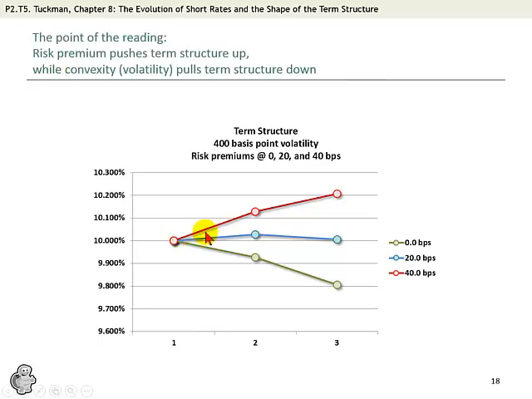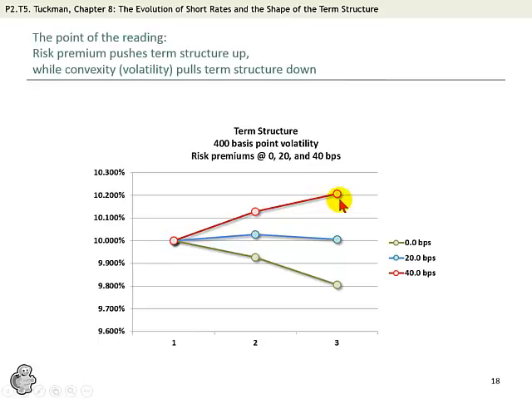The risk premium is pushing the term structure up, which is to say that if you're a risk-averse investor, what you're going to pay is going to come down to reflect a higher discount rate and increase your expected return. That risk aversion is a risk premium that pushes the term structure up. So in green here, we have no risk premium. In blue, there's a 20 basis point risk premium. And in red, you can see there's a risk premium of 40 basis points, which really dominates, doesn't it? Because it's pushing the term structure up.